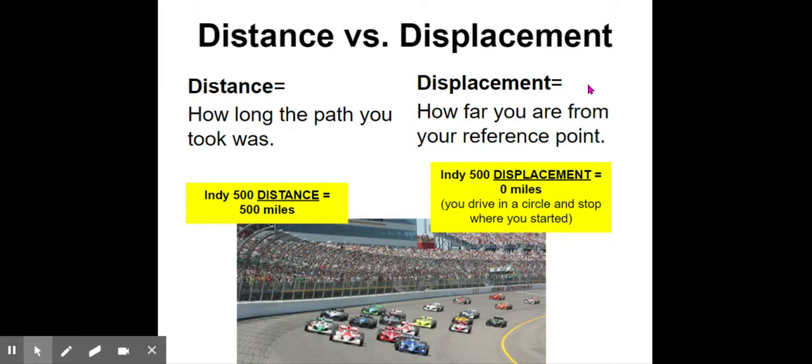Displacement is different. Displacement is how far you are from your reference point at any given time. So for the Indy 500, the displacement is 0 miles, because you drive round and round and then stop where you started. Or a little ways off, but not 500 miles, because they go around one loop and that's a mile, I think.